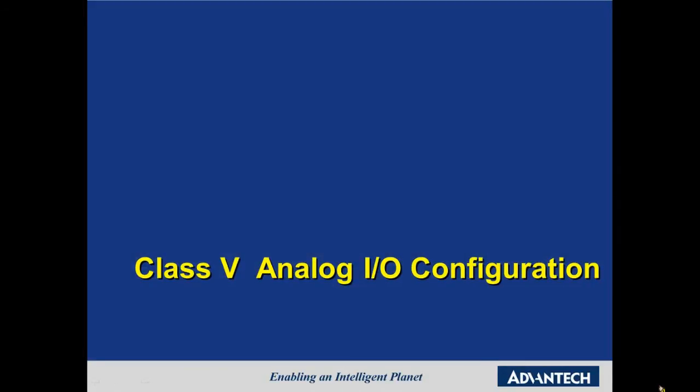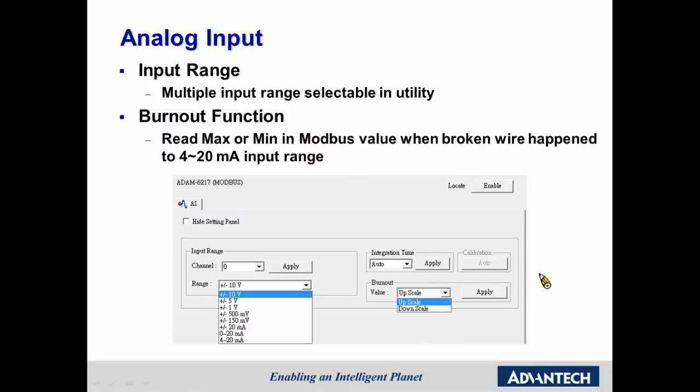Class 5, Analog I/O Configuration. For the analog input configuration, you can choose whether you want plus or minus 10 volts, 5 volts, 1 volt, or the different millivolts here. You can also choose current. With the current, we have the burnout function also enabled. You can choose whether you want an upscale or downscale value.